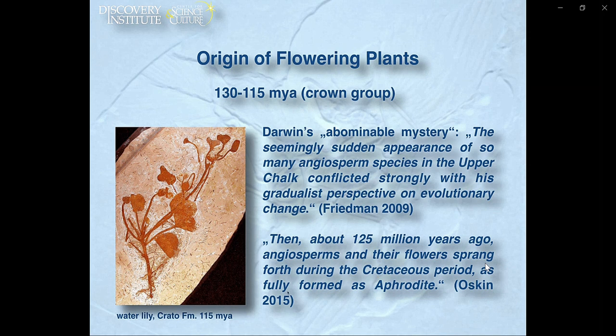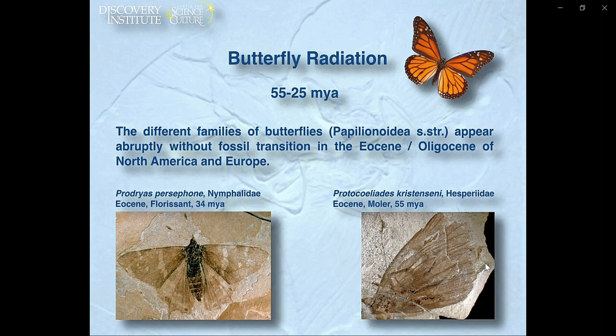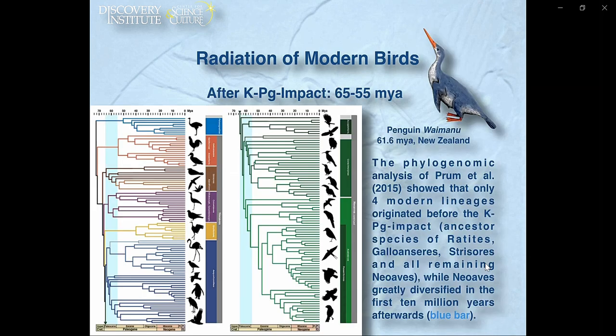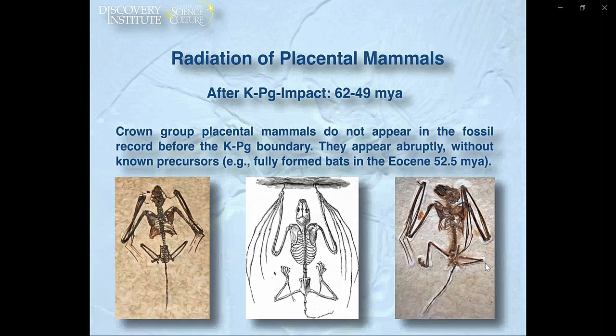And a paper in 2015 said, then about 125 million years ago, angiosperms and their flowers sprang forth during the Cretaceous period as fully formed as Aphrodite. Here's a fossil, for example, a fossil water lily, 115 million years old. Butterflies appear suddenly at the lower Tertiary without precursors. Modern birds appear, the whole diversity of modern birds appears in a very short 10 million year window of time at the lower Tertiary. The same with placental mammals. All these orders, we have seen the diagram before, appear.